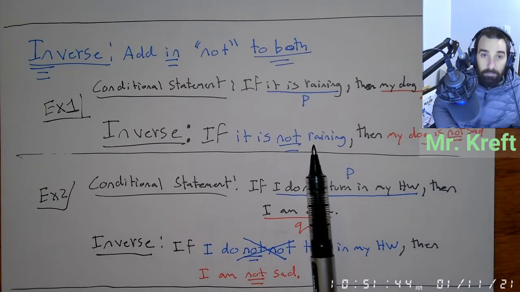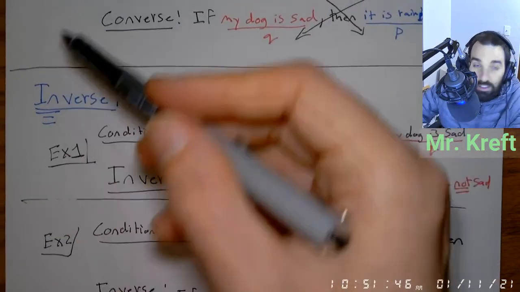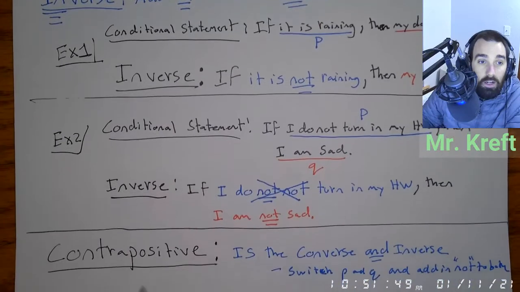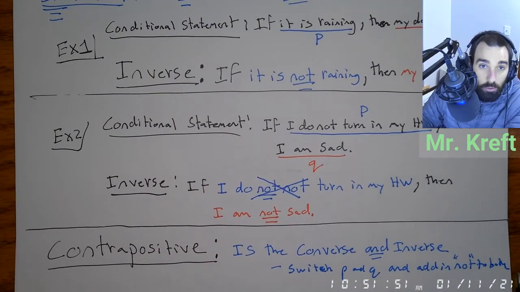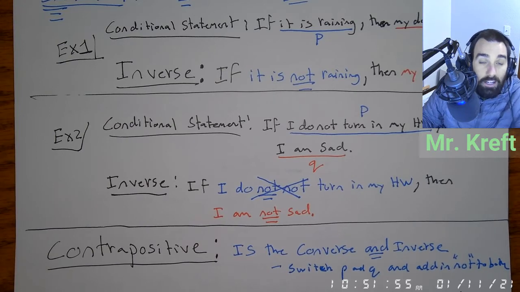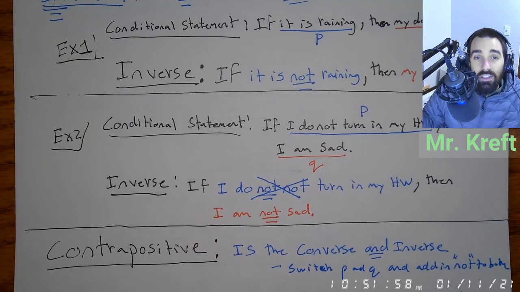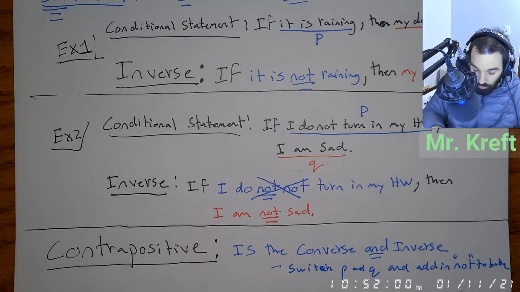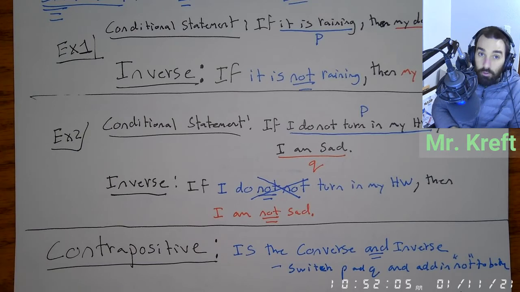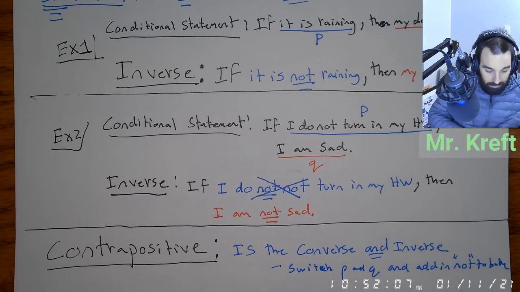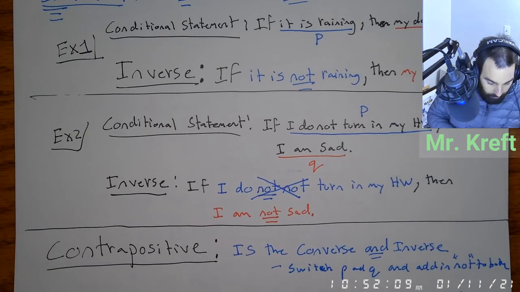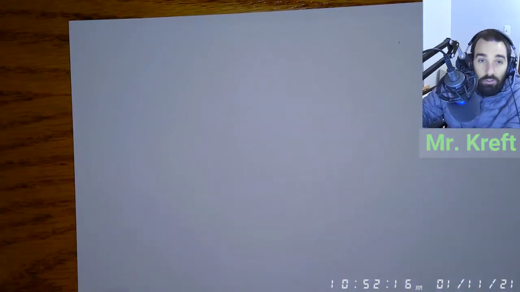I just wanted to give a little shout out for that. When your inverse and your converse and your contrapositive are all true, those are called equivalent statements. When you think equivalent, you think equal. So equivalent statements are when they're either all true or they're all false. That's not going to be in our curriculum this year, but that's just something I wanted to talk about.